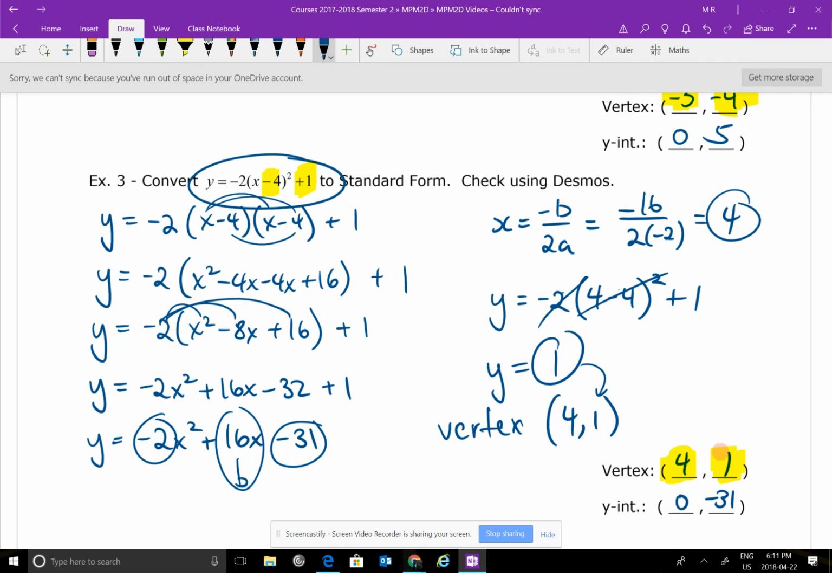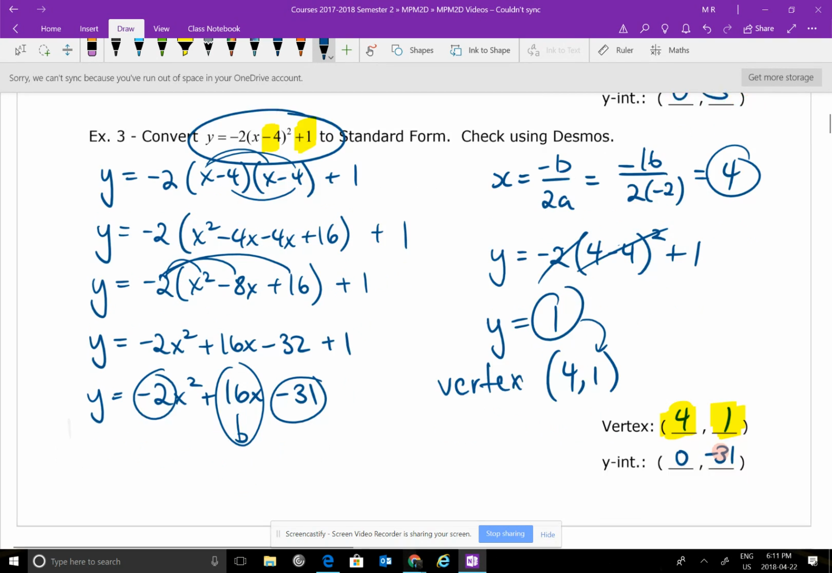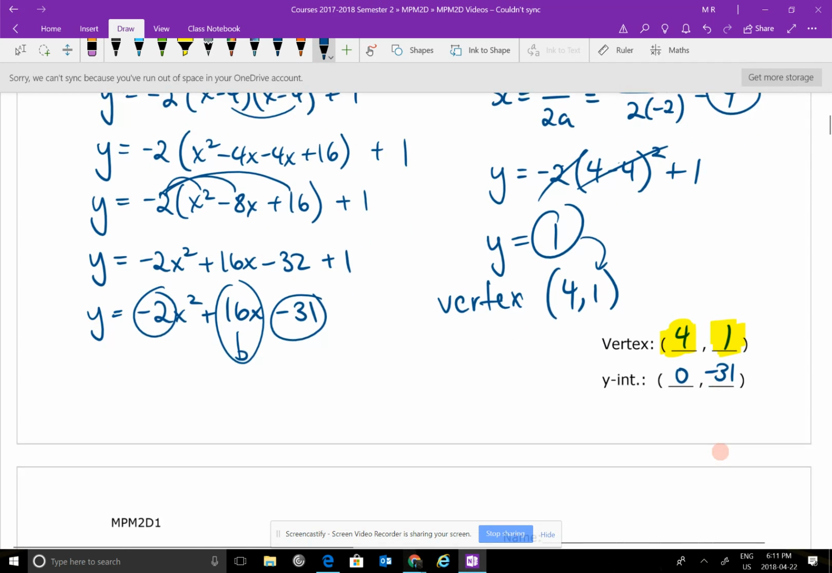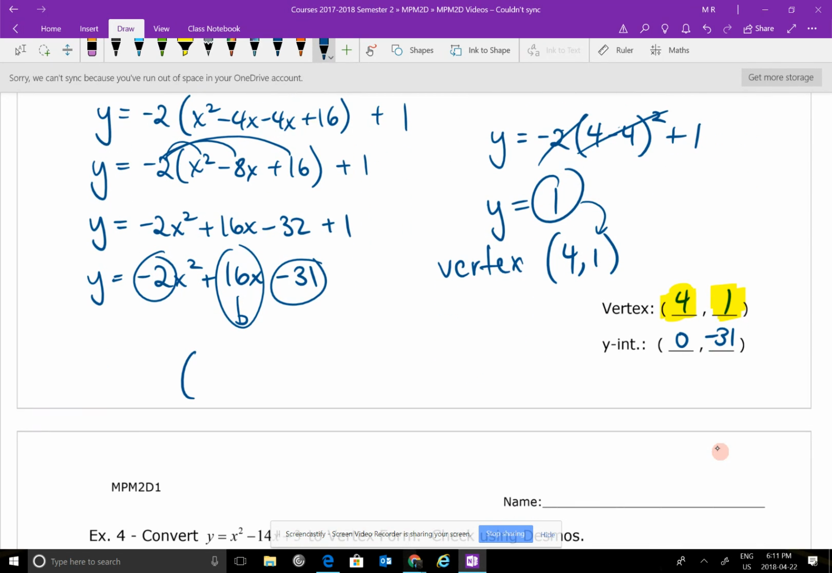All right. So what do we learn from that? Well, in vertex form, your vertex ends up being h, k, as long as the form of the equation is y equals a times x minus h squared plus k.